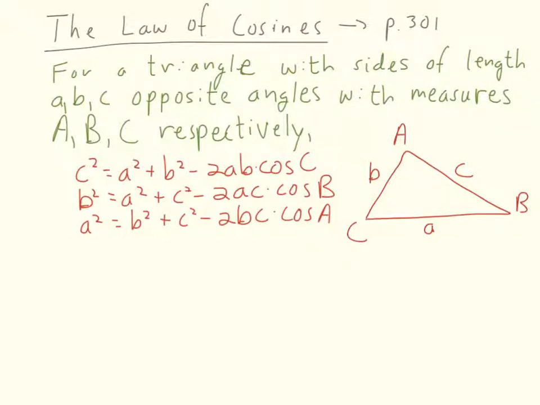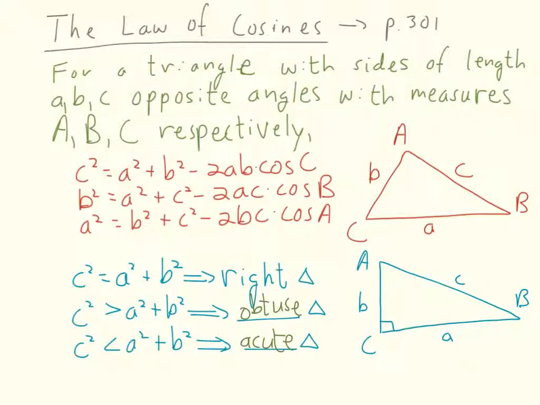So the point being, whatever angle you're taking the cosine of over here, the side that's opposite that angle will be by itself over here being squared, and then everything else is made up of the other 2 sides. So that's why I write it 3 times, just so you're not thinking that it's one particular angle of the triangle for which we're taking the cosine.